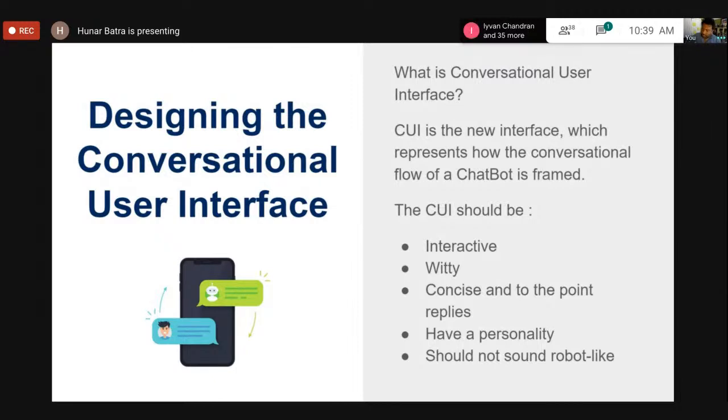Dialogflow is a natural language processing API by Google, and it is built over the Google Cloud natural language APIs and the Google Cloud speech-to-text and text-to-speech APIs. So it's pretty reliable, and you can easily integrate it with various platforms with just one tap. That's what makes Dialogflow better for our use case.